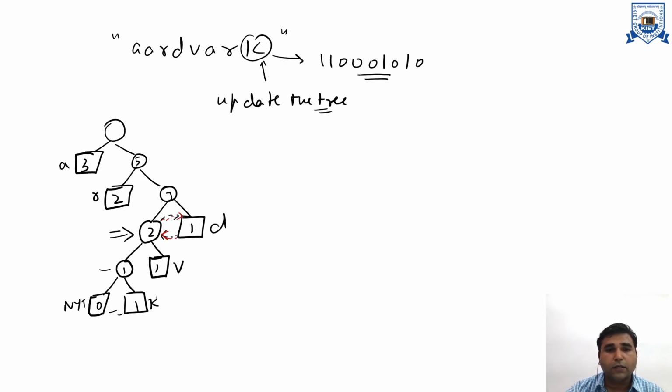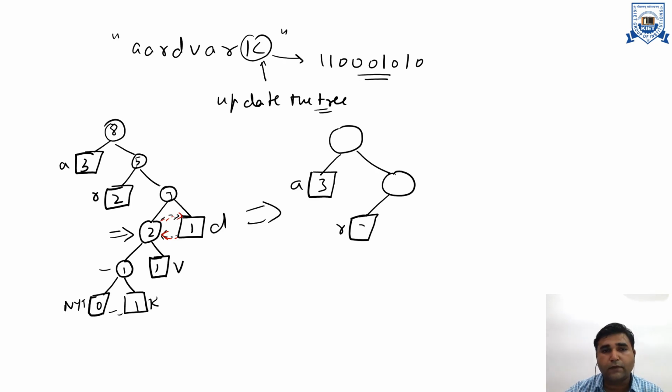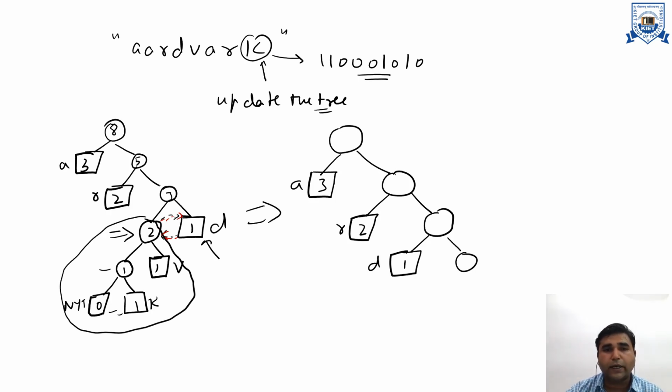Now we have to update this tree. We again have the root node, and on the left hand side we have symbol A having the weight 3, then an intermediate node. On the left hand side we have symbol R with weight 2, then again an intermediate node. There is a symbol D with weight 1, and after shuffling this symbol will join on the left hand side. This portion, the intermediate node, will join on the right hand side. Then we have an intermediate node, again symbol B having weight 1, then the NYT node on the left hand side, then the last symbol K with weight 1.